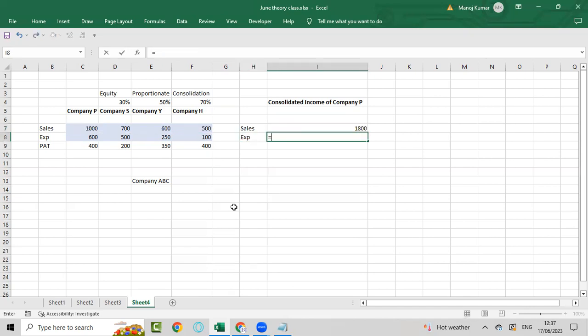Expenses, consolidated expenses. My own expenses fully plus from joint venture, how much? This into 50 and H 100. Is this part clear to everyone?